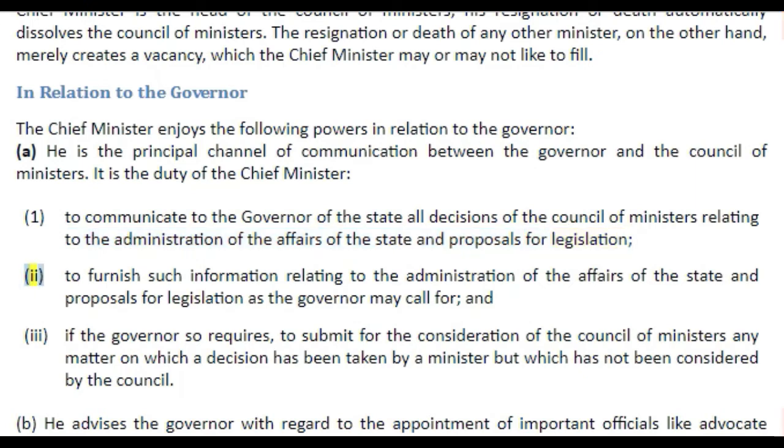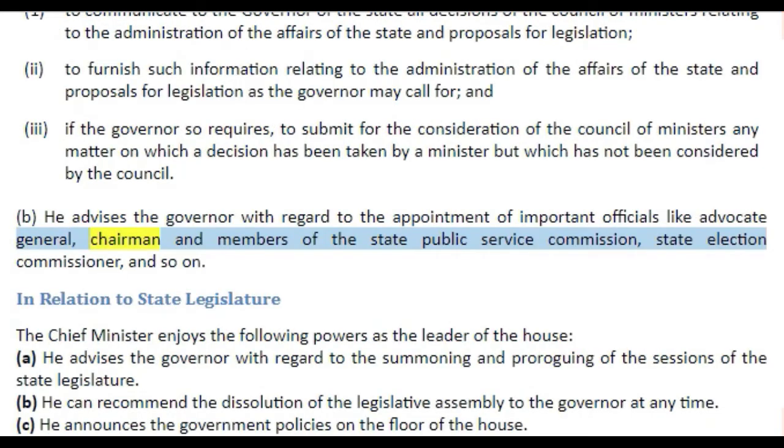2. To furnish such information relating to the administration of the affairs of the state and proposals for legislation as the Governor may call for, and 3. If the Governor so requires, to submit for the consideration of the Council of Ministers any matter on which a decision has been taken by a minister, but which has not been considered by the Council. B. He advises the Governor with regard to the appointment of important officials like Advocate General, Chairman and members of the State Public Service Commission, State Election Commissioner, and so on.